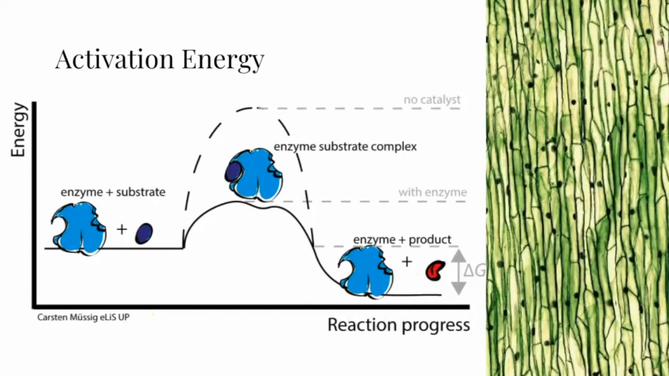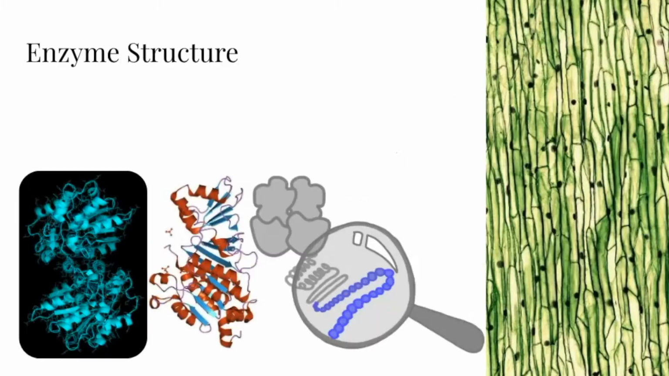So I have said enzymes are proteins. This means that they're a chain of amino acids known as a polypeptide that are folded into a specific shape. The way in which a protein is folded changes the final shape, which determines the shape of the active site.